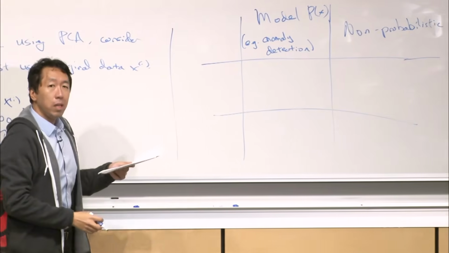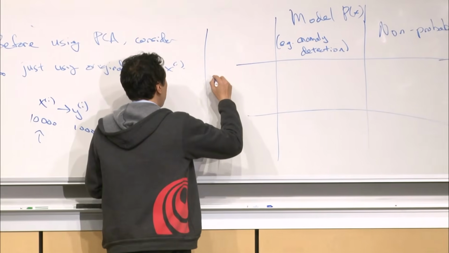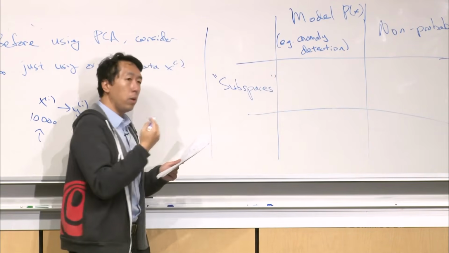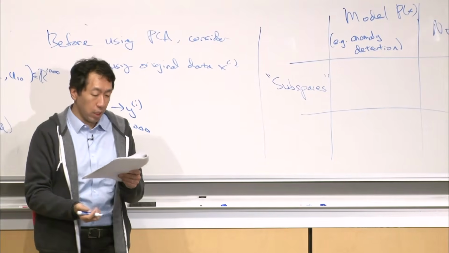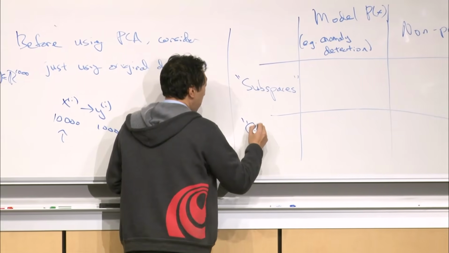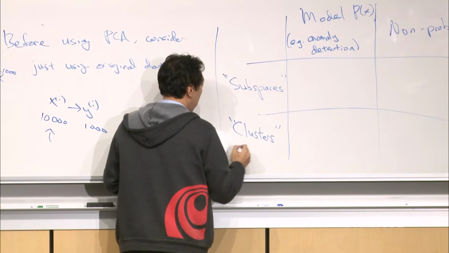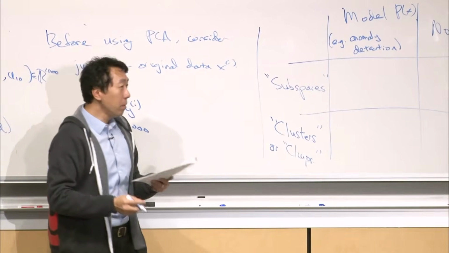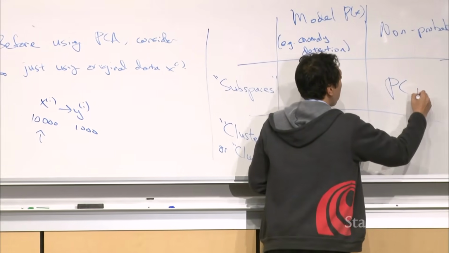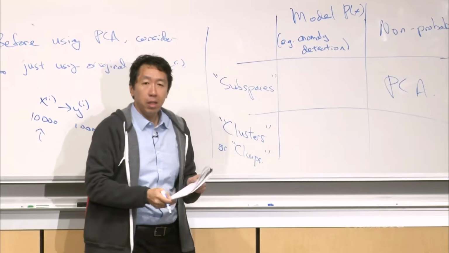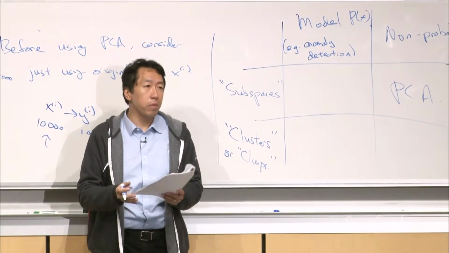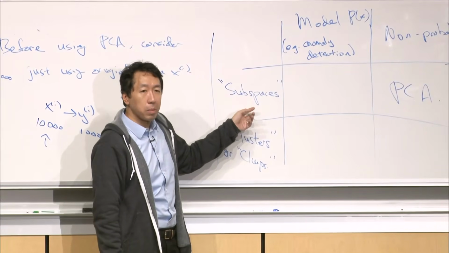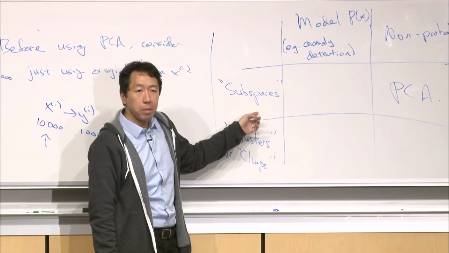Some of the algorithms we talked about assume that the data lives on a low-dimensional subspace of a very high-dimensional space, and some assume the data lives in clusters or maybe clumps. Clumps is not a formal term in machine learning. And so PCA falls in that category. It's not a probabilistic algorithm. There's no reference to P of X, and it models the data as living approximately on a low-dimensional subspace of a high-dimensional space.